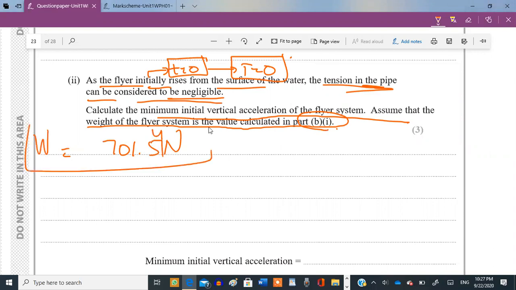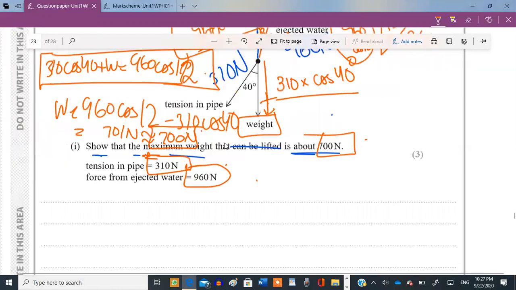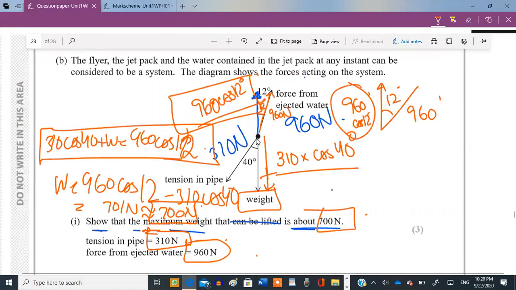This is your weight. They're asking us to calculate the minimum initial vertical acceleration of the system if the tension is 0. To calculate the vertical acceleration, what do we need? The vertical net force, right? And the vertical net force is going to be upward forces and downward forces and their difference, right? Now, in this question, there's one thing that we need to take care of, and that is the tension in the pipe is 0. We need to consider this fact. If the pipe is 0, then that means this component will also become 0, right?